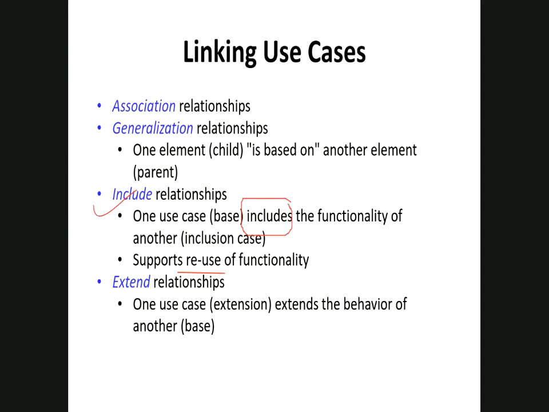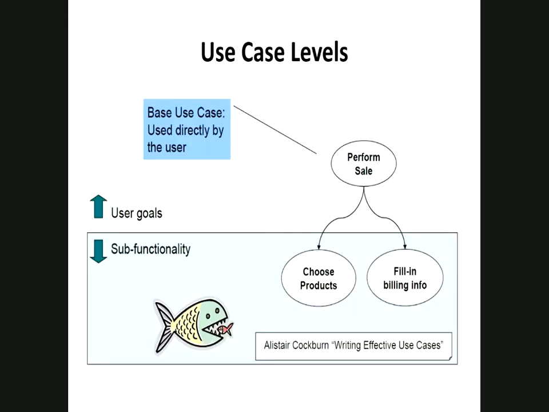Now apart from these two, we have one more relationship called the association relationship. Association and generalization. Association relationship and generalization relationship. In this case, I'll show you. You see, you have a base class, and the base use case is perform sale.